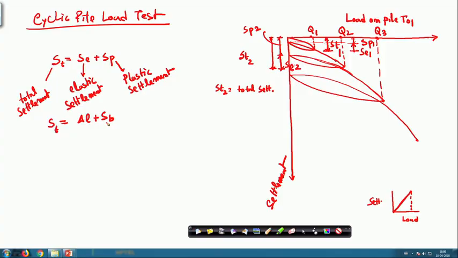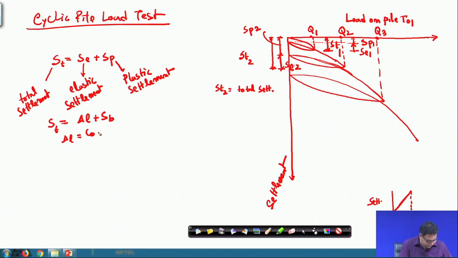what is the amount of deformation of the pile and what is the amount of deformation of the soil below the base of the pile. Because when I am applying a load on a pile, there is a possibility the pile material can settle and the soil below the tip of the pile will also settle. So, this total settlement is the summation of the pile material settlement and the soil below the tip of the pile settlement.